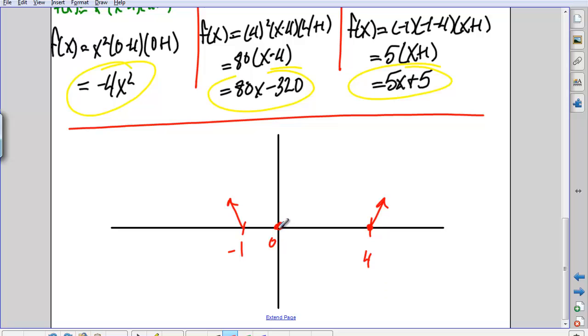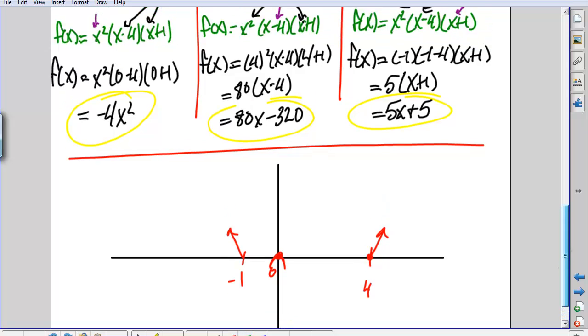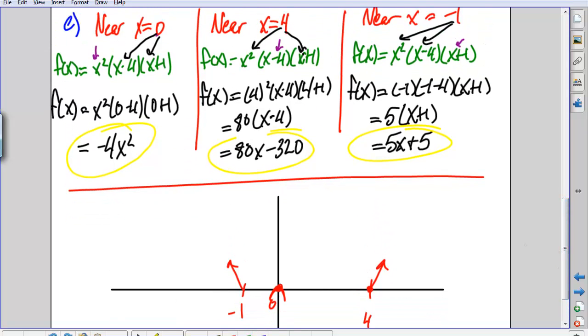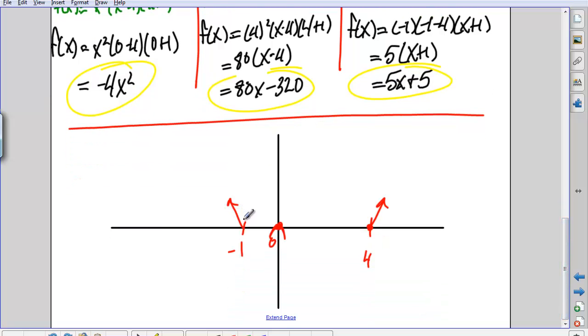And it's touching at 0, right? So just basing the rest of this on what I know about the behavior near the zeros. Near x equals 0, it's a negative 4x squared, so that parabola opens down. Near x equals 4, there's a slope of 80. That's doggone near straight up. And at x equals negative 1, there's a slope of 5, so that's pretty level.